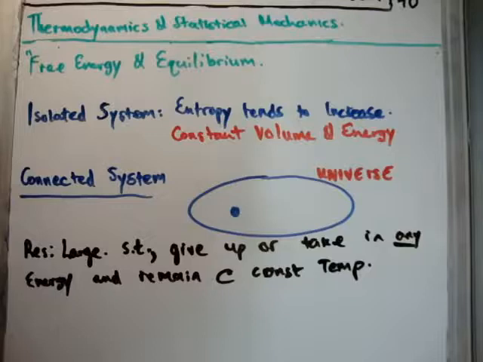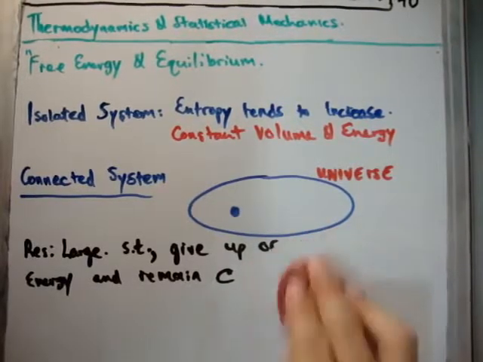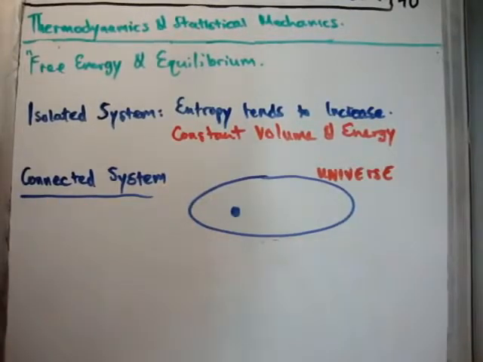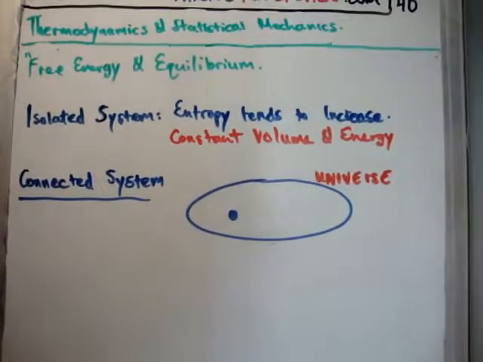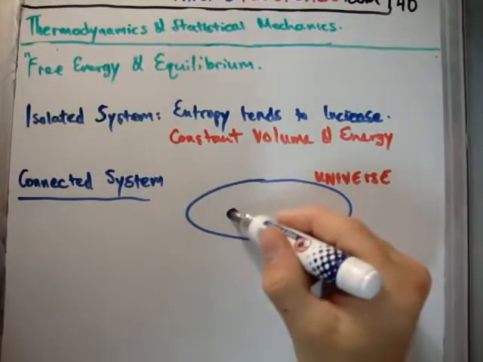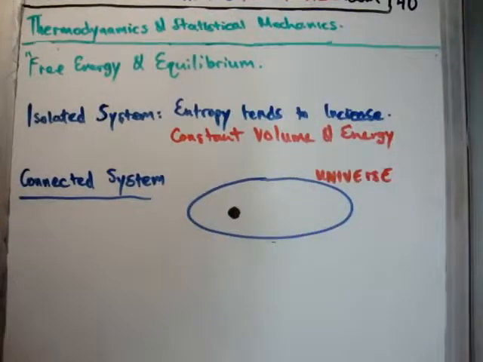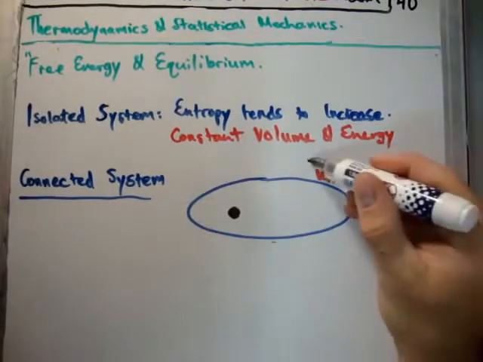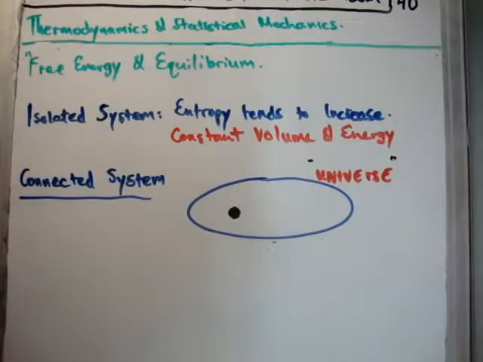So if you think of a system that is large enough that if you give up energy to it or take energy from it, it will remain at the same temperature, then we talk about that system being a reservoir. What I'm going to do is put a smaller system, which doesn't satisfy those conditions, inside a reservoir, and together we call that a connected system, or we're going to call it the universe.